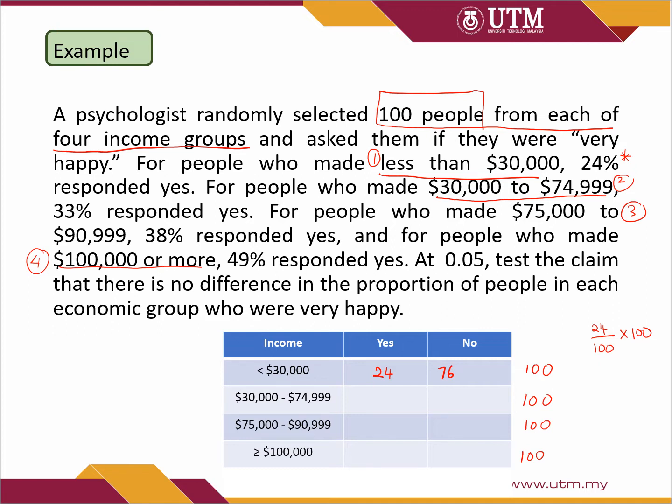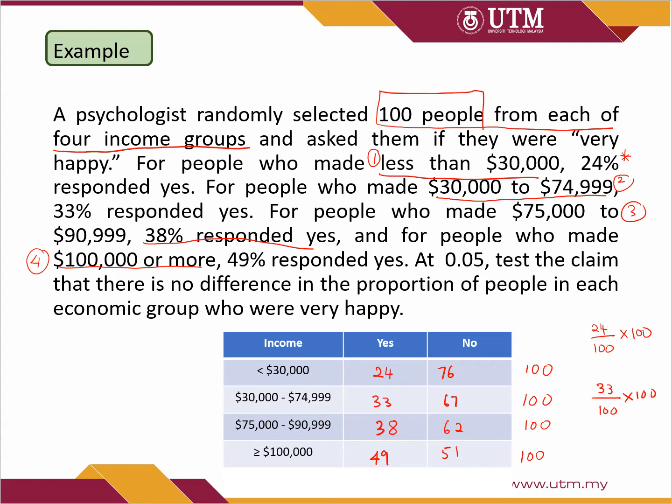So for 30,000 to 74,999, 33% responded yes, so 33 out of 100 would be 33. 100 minus 33 would be 67. Then for the 75,000 category, 38% responded yes, so 38, and the remainder would be 62. And the last one is 49, so 51 said no. Now we have the frequency for each category, for yes and no.